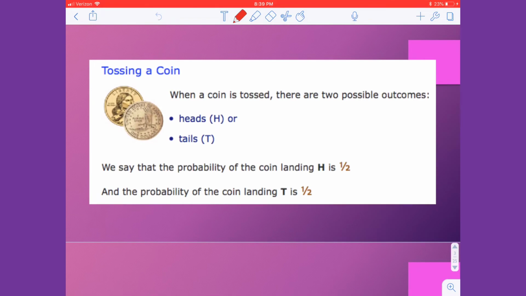So for example, let's assume that we're going to toss a coin. When a coin is tossed, there's two possible outcomes, right? I can flip it and I can get a heads, or I can flip it and I'll get a tails. So we say that the probability of the coin landing on a heads is a half, and the probability of the coin landing on tails is a half, because there's only two options. So there's a 50-50% chance that I'll land on either the heads or on the tails.